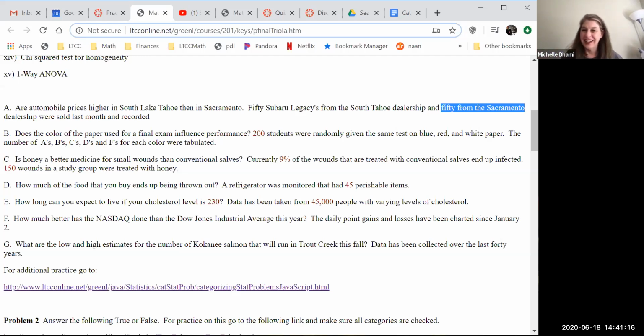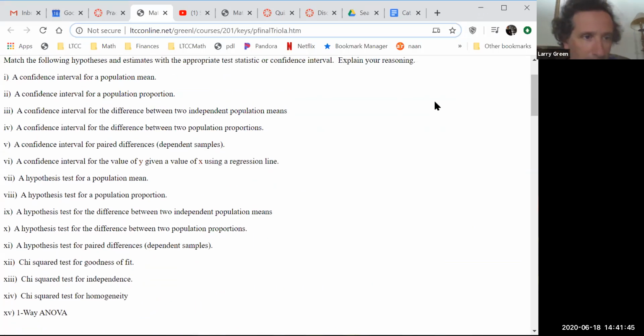Okay, so now we know it's a hypothesis test. That's what the "are" is. We know it's 2 sample mean. Now, is it independent data or is it dependent data? It's independent data because the prices in South Lake Tahoe and Sacramento are what they are. They're not paired. That's the important thing. There's no pairing between the first car in Sacramento and the first car in Tahoe, right? So that tells us it's a hypothesis test for the difference between 2 independent population means.